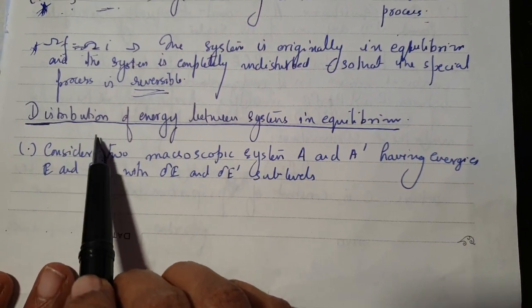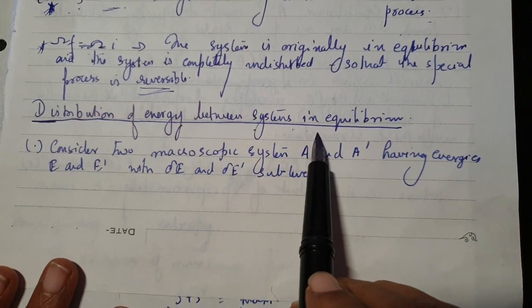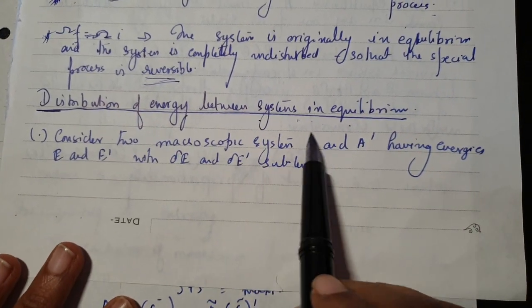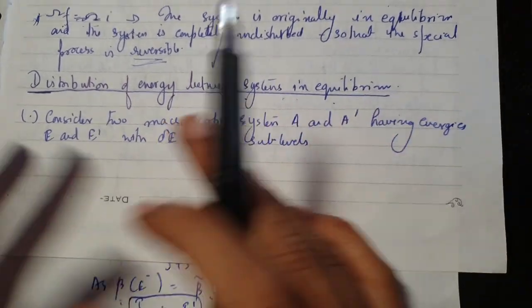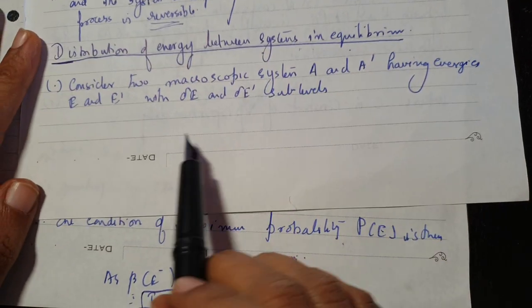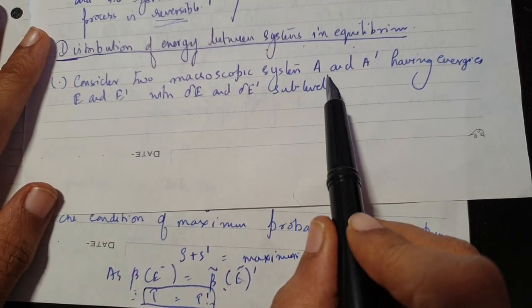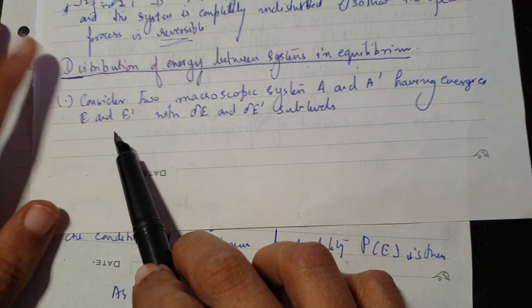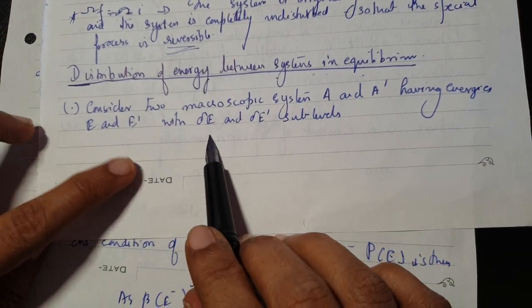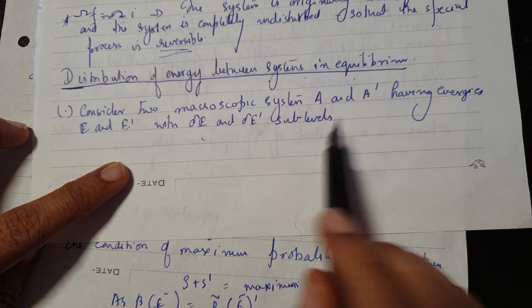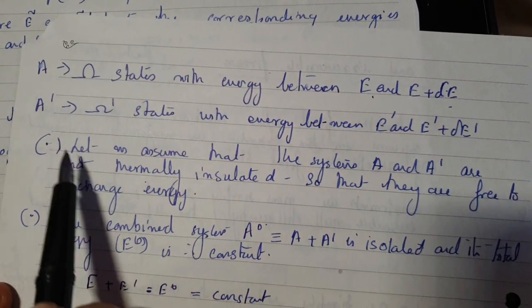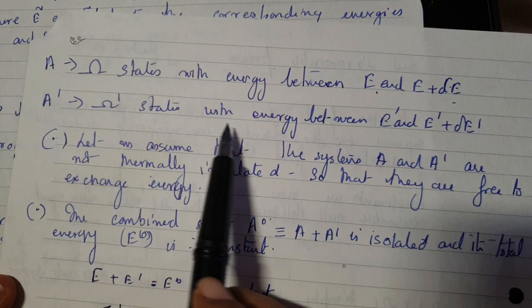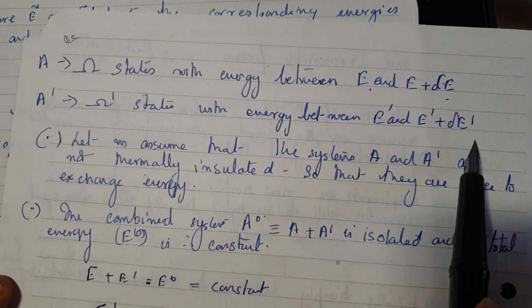Now the next topic is distribution of energy between systems in equilibrium. There are some systems in equilibrium. How do you distribute the energy? Meaning, when they are brought into contact, how do they come to equilibrium? That is what they're talking about. Let's say we have two systems, A and A dash, having energies E and E dash, with dE and dE dash as sublevels. A has omega states with energy between E and E plus dE. A dash has omega dash states with energy between E dash and E dash plus dE dash.